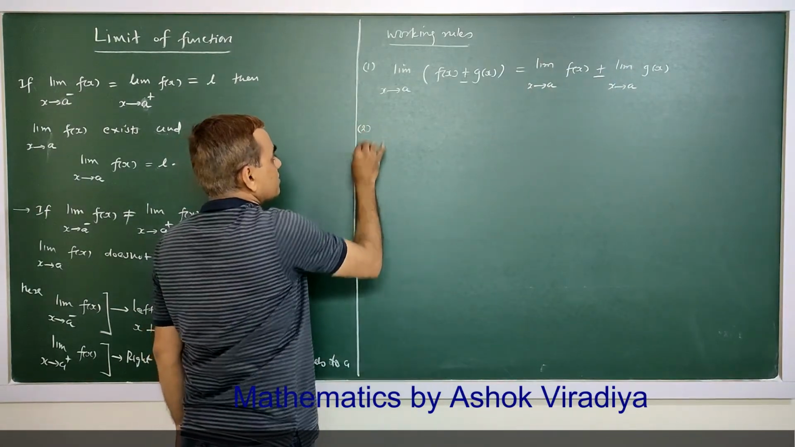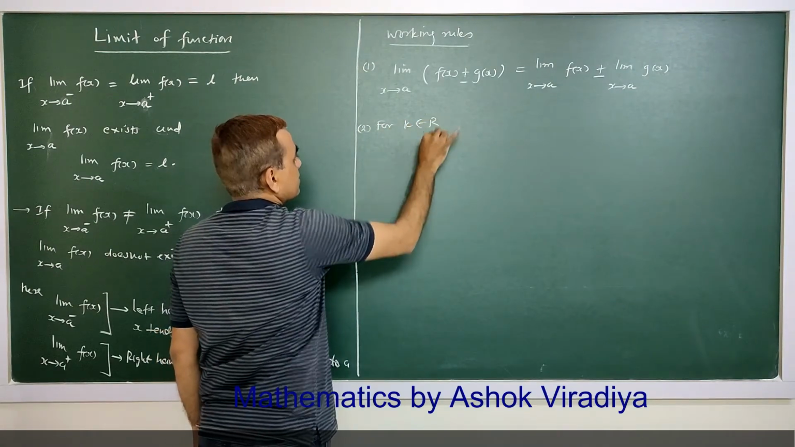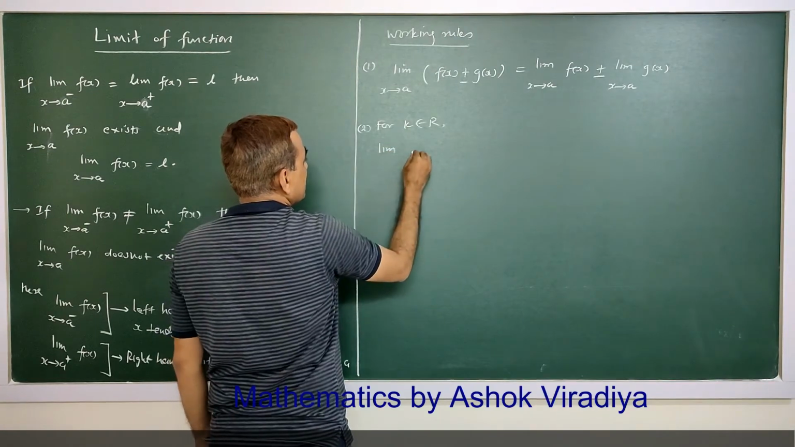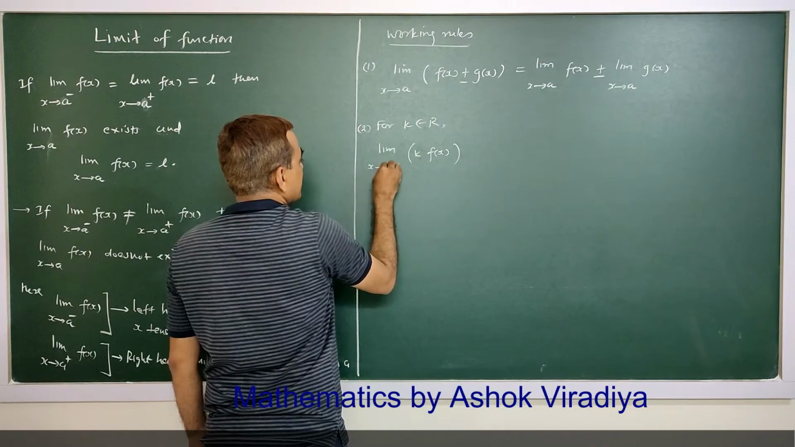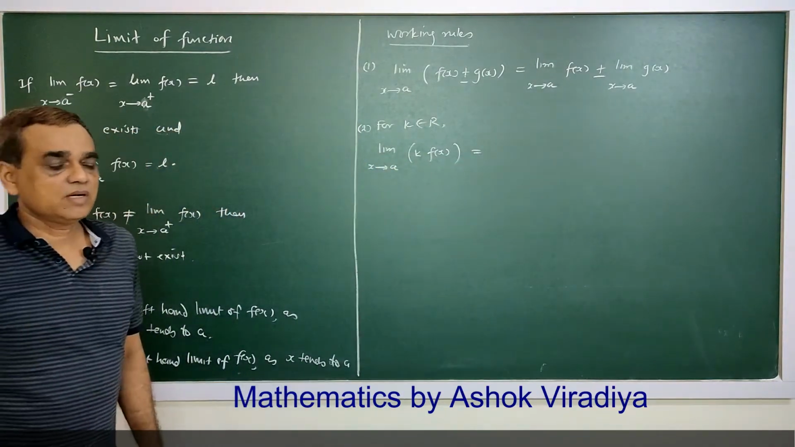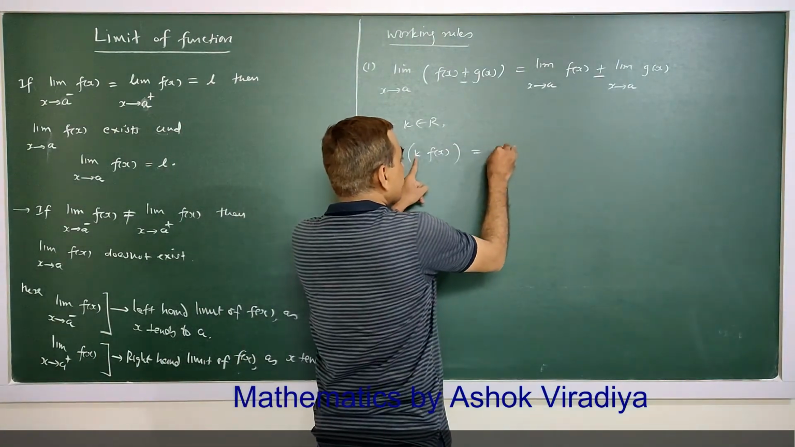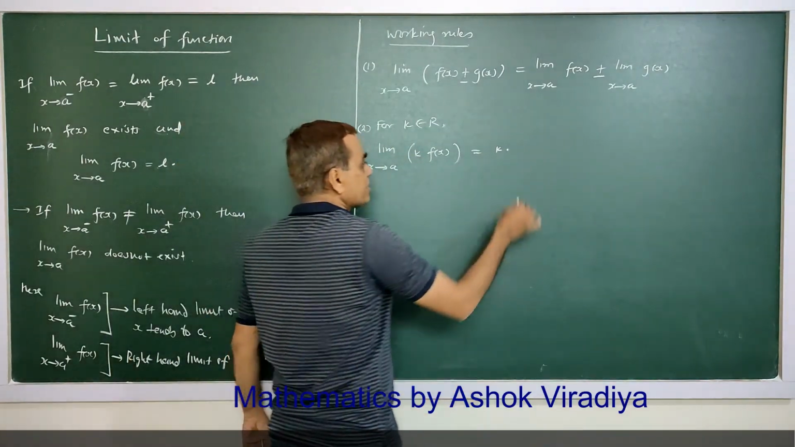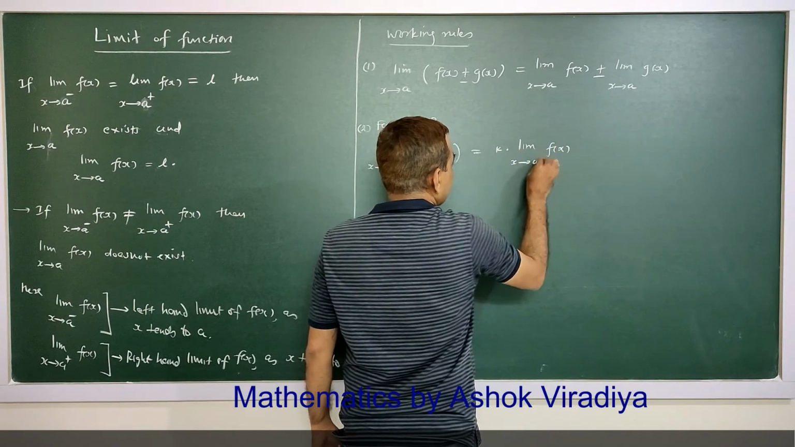Second working rule, for any constant k, the limit of k times f(x) as x tends to a is equal to k times the limit of f(x) as x tends to a, meaning k we can take outside.